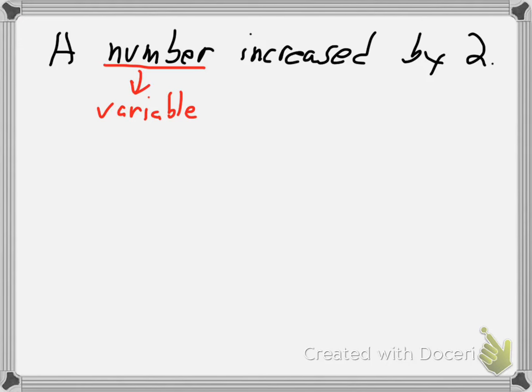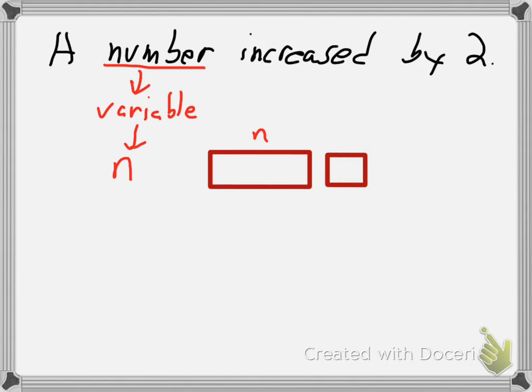Because we don't know what the number being increased by 2 is, we're going to represent that number with a variable. I'm going to represent it with n. Now, if I wanted, I could show this with a tape diagram. Here's my n, and I'm increasing it by 2. 1, 2.